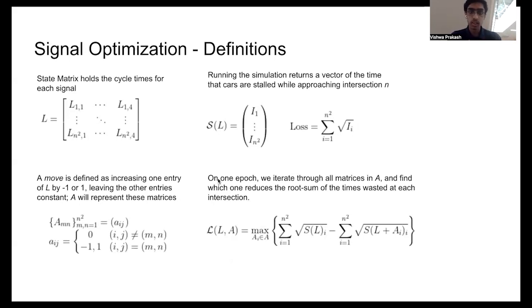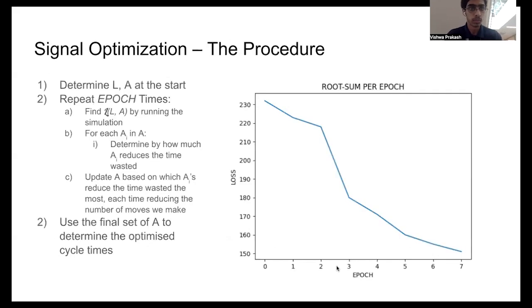Okay, so now on each epoch, we iterate through all the moves, and we use this to determine which A_i was the most effective based on the starting L and then our set of moves. Basically what it does is it finds out which A_i reduced the cycle time by the most, or reduced the loss by the most.